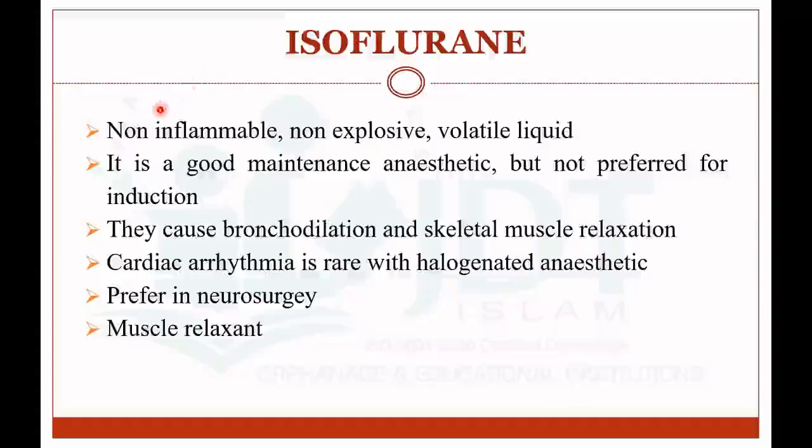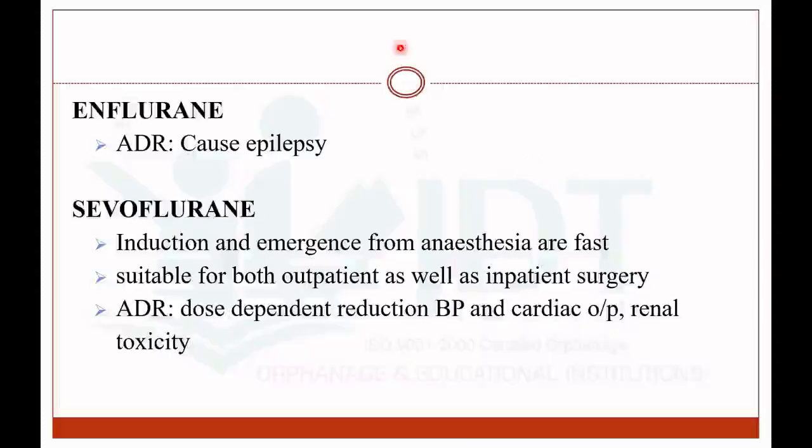Now another gaseous or volatile inhalational type of general anesthetic is isoflurane. This is a non-inflammable, non-explosive volatile liquid. This is good for the maintenance of anesthesia, but not preferred for the induction of anesthesia. It may cause bronchodilation and skeletal muscle relaxation, but cardiac arrhythmia is rare when compared with halothane, and this is mainly preferred in neurosurgery, and it will act as a muscle relaxant also. That is isoflurane.